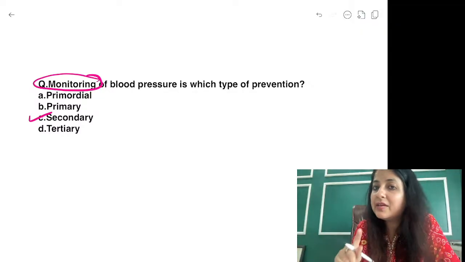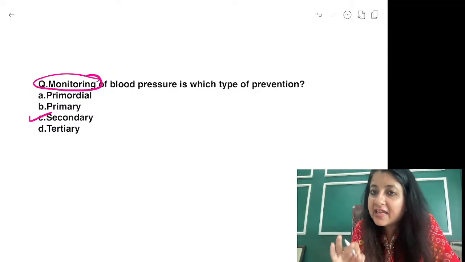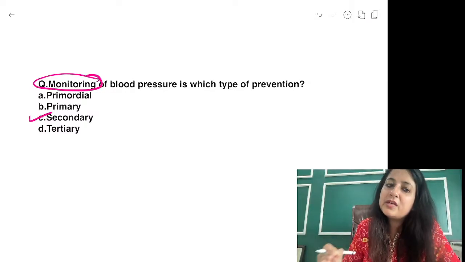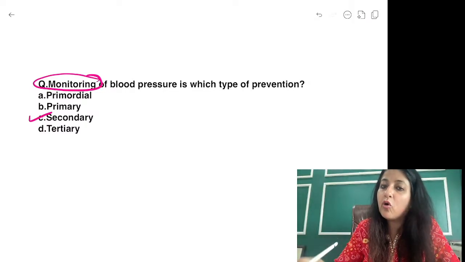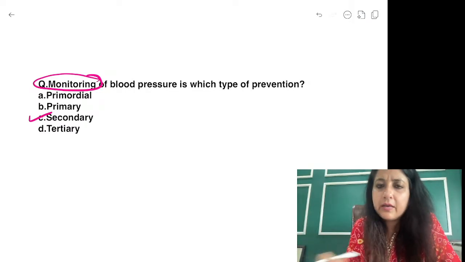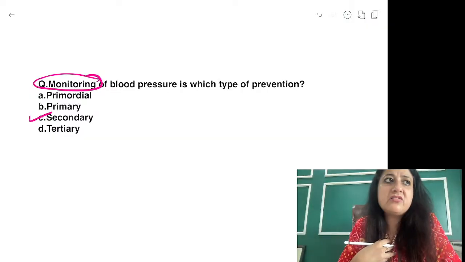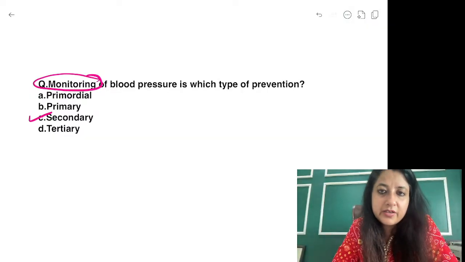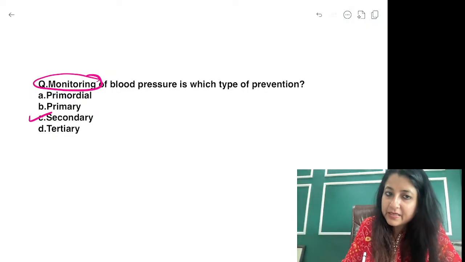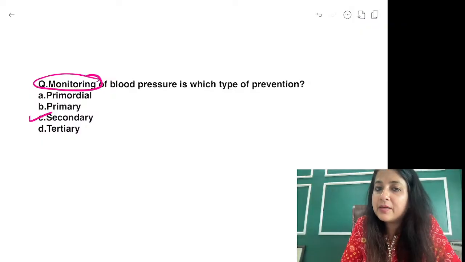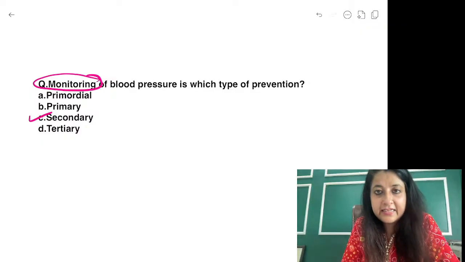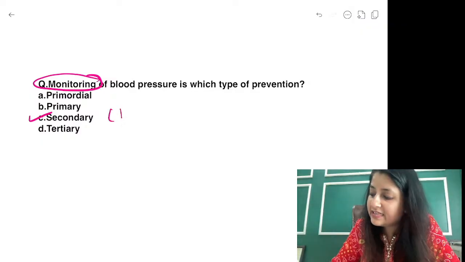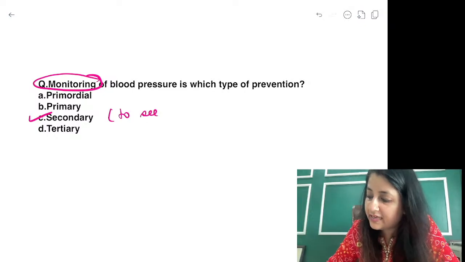Don't write primary here. Monitoring is a keyword. We are monitoring blood pressure every day. The purpose of monitoring: if I am not hypertensive, I am not getting my blood pressure monitored every day. If I become hypertensive, then only I will get my blood pressure monitored every day. Isn't it? To see that the disease is not progressing.